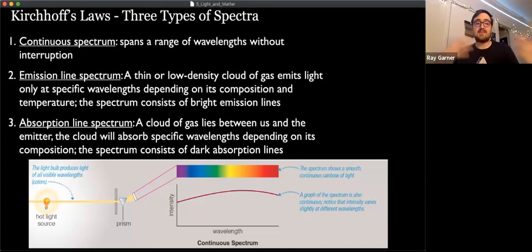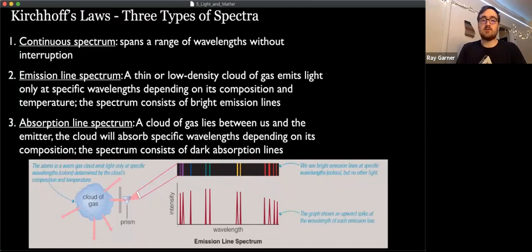The light bulb produces light of all visible wavelengths, of all colors. As you pass it through a spectroscope, a prism, it will break up into a continuous rainbow of light. If we were to plot that on an intensity versus wavelength plot like we did before, you'd see that it's just a beautiful continuous line. There's no bumps or wiggles in it. But the intensity does vary slightly at different wavelengths. So this light bulb must be emitting more light in the orange part of the spectrum than the purple part. So that could tell us information.